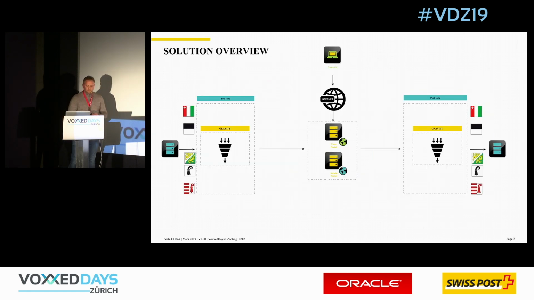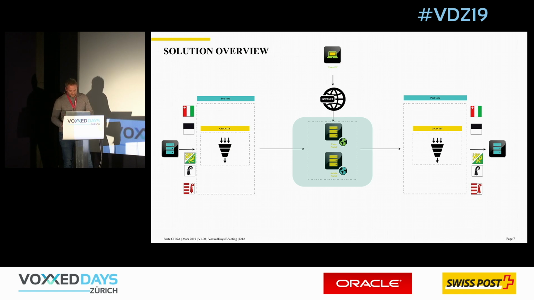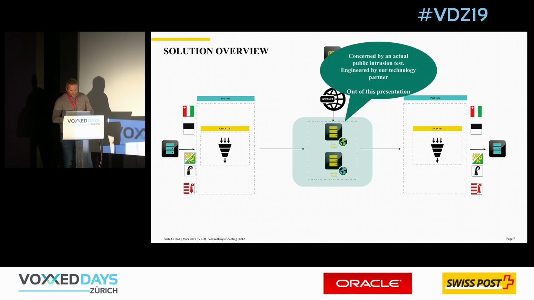What is the solution overview? On the left there is the pre-vote element. First, some cantons come with data, and then we have to package all the data to configure the voting system. The voting system is this one in green. And at the end of the vote, we have to get data out of the voting system to the canton with the results. One thing for today is that the voting server is currently subject to the public intrusion test. This software is engineered by our technical partner, so for today it's out of this presentation.